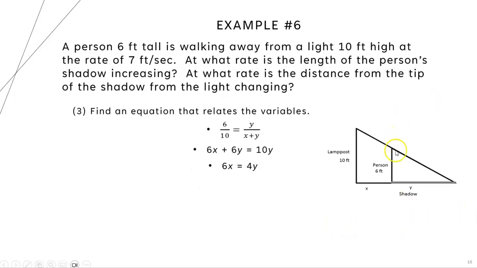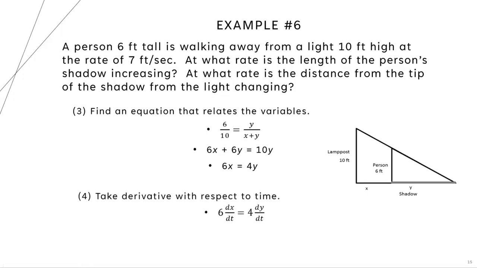Okay, so how can we relate these two variables? Well, notice I got a big triangle and a small triangle. So the small triangle has 6 feet as one side. The lamppost is 10 feet. So 6 over 10 is equal to y over x plus y, the length of the big triangle. If you solve this, by cross multiplying we get 6x is equal to 4y.